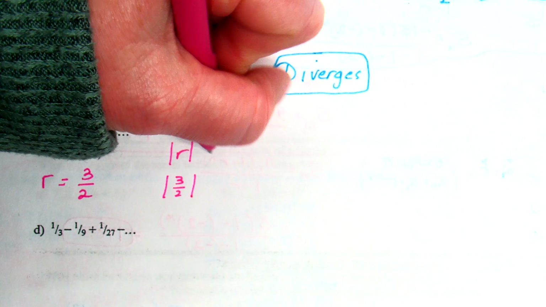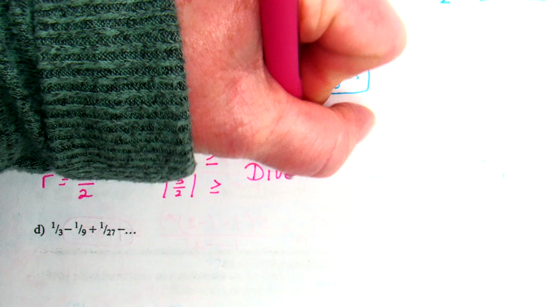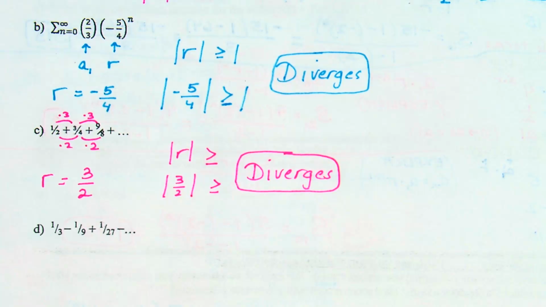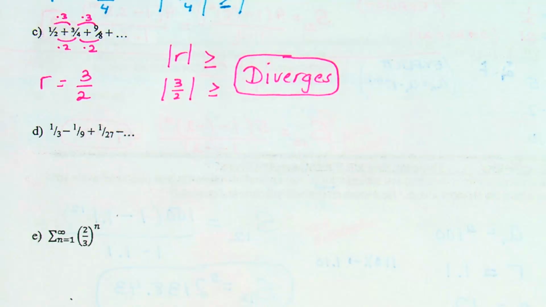Okay, D. 1/3 minus 1/9 plus 1/27 minus some whatever next term. You can't find a sum if it diverges. I just realized I forgot to write the ones here, didn't I? There we go. Hopefully you guys remember. Okay, so yeah, if it diverges, you can't go any farther. There is no formula. There is no way to do it. Okay.